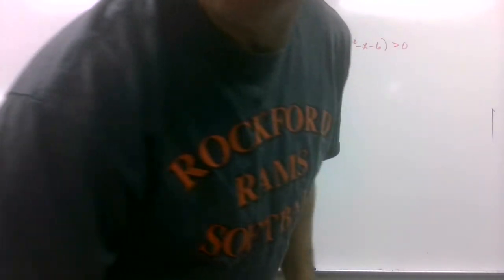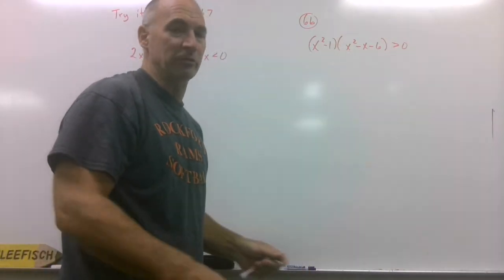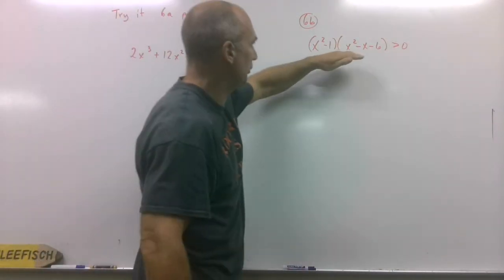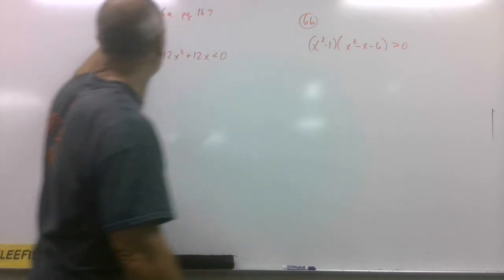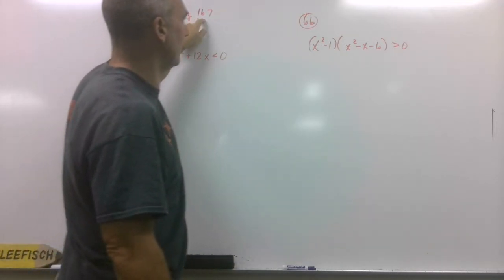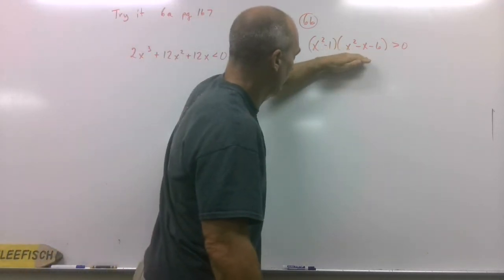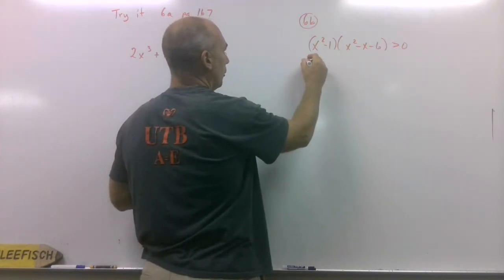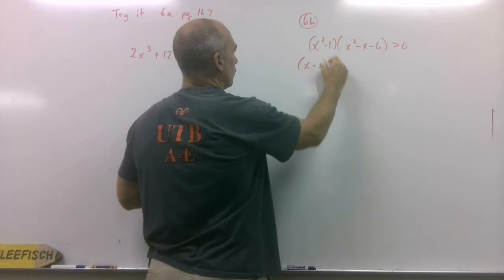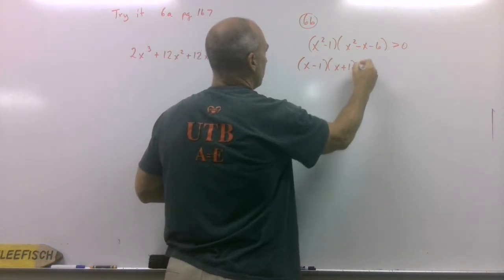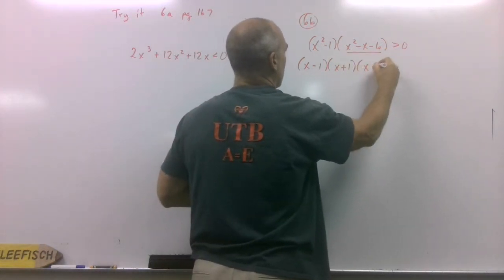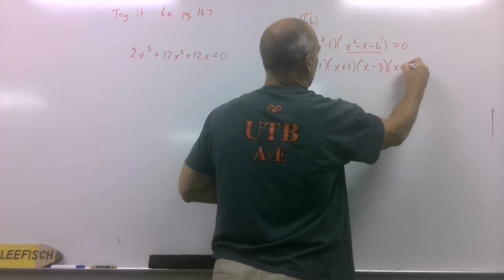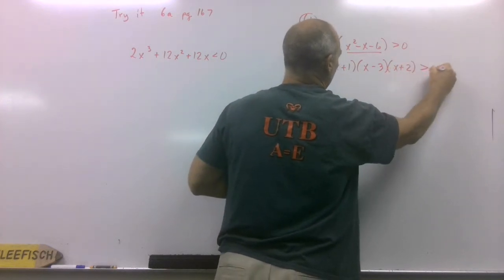Okay, last 2 examples, I'm going to try to squeeze them in, so we only have part 1. I'm going to tackle this one first, 6b, on page 167. Doing this one first because, as you can see, this is easily factorable. So I'm going to factor that into x minus 1, x plus 1. This factors into x minus 3, x plus 2, greater than 0.